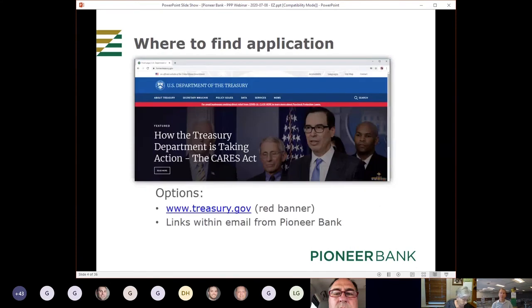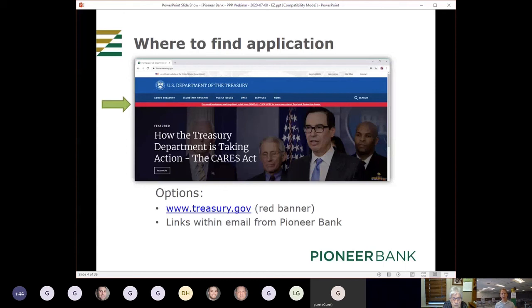First off, we're going to cover where to even find the application. You have two options to do this. The first option is that we sent out the two applications in an email a little while ago, so you should be able to get a copy of them from there. That links to the Treasury website, which is the other option for finding it, and it's actually very simple to find. It's just www.treasury.gov, and there's a big red banner right at the top of the page. In there is a link that says click here, and that'll bring you into everything PPP.